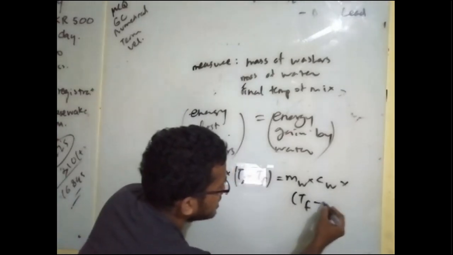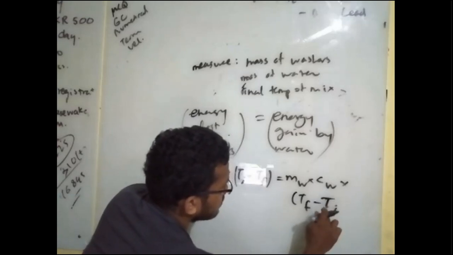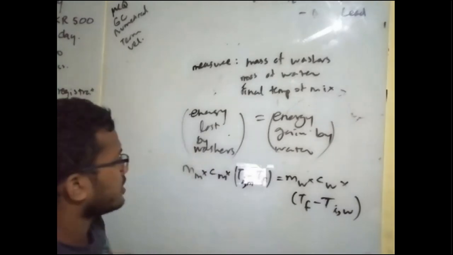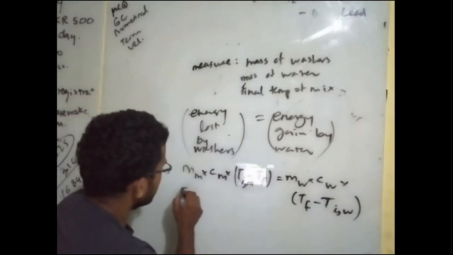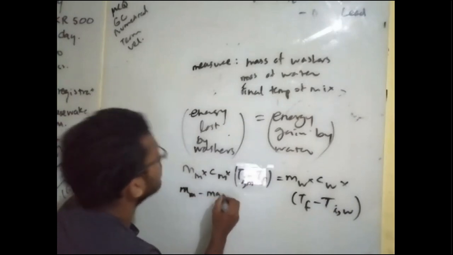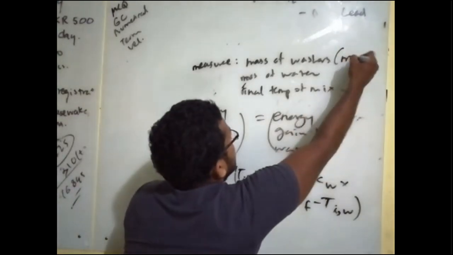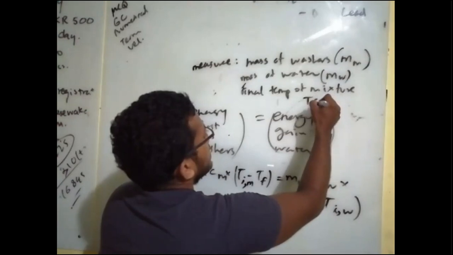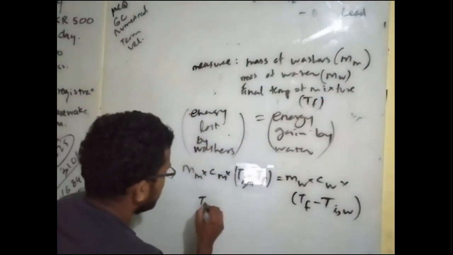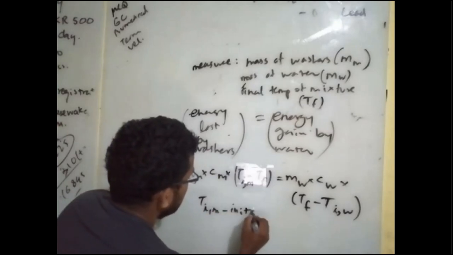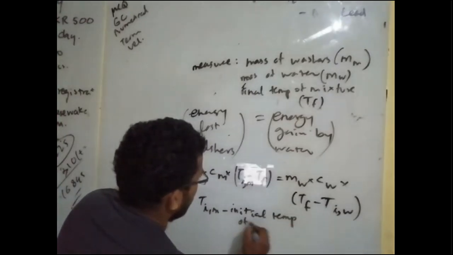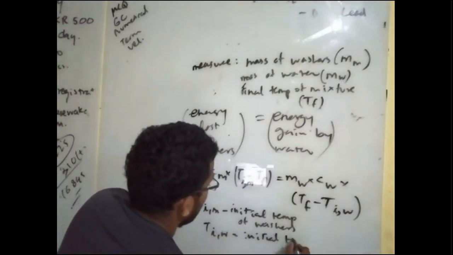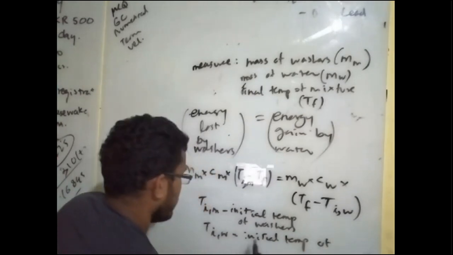But would this initial temperature and this initial temperature be the same? No. So then we can give variables. But then we have to define all the things that we are using, because you have to mention them here. M of the metal, M of the water, then this is the F, then you can mention the initial temperature of washers, initial temperature of water.